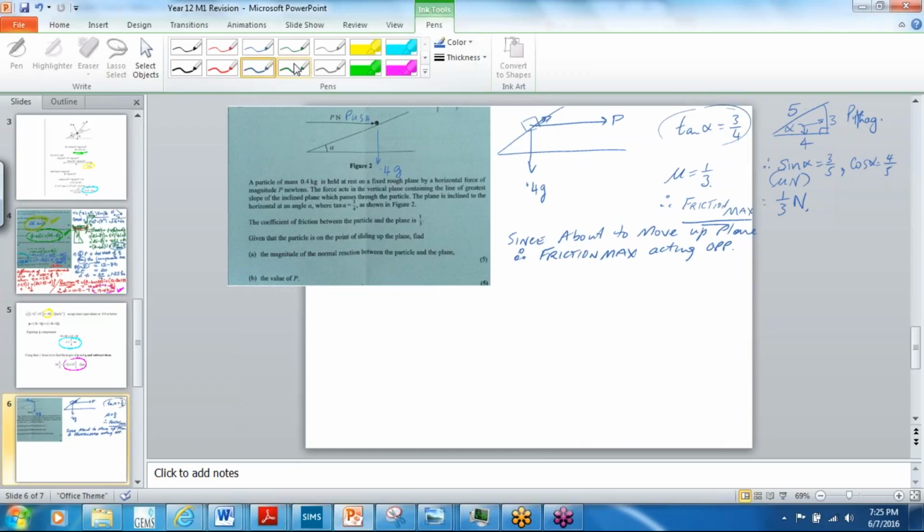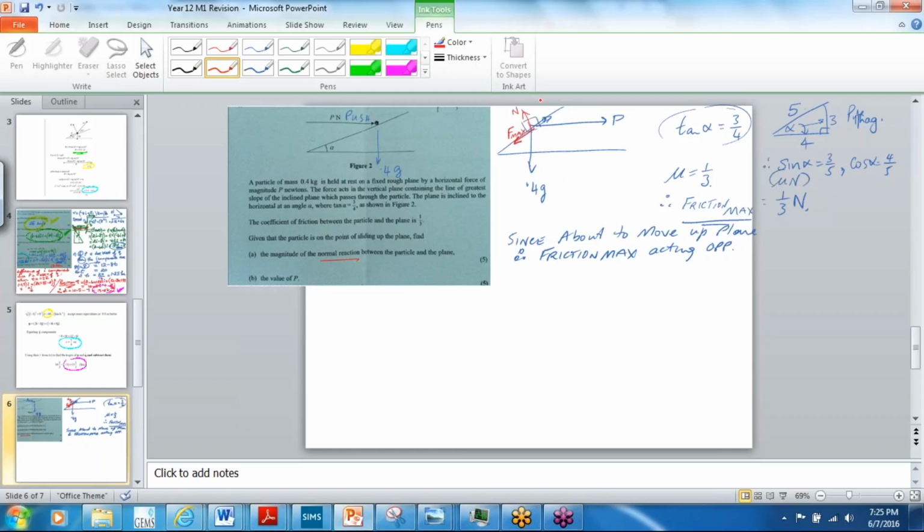So we've got a maximum friction already acting down the plane. Now we've also got an N, the normal to the plane. Find the magnitude of the normal reaction between the particle and the plane. So let's find N.